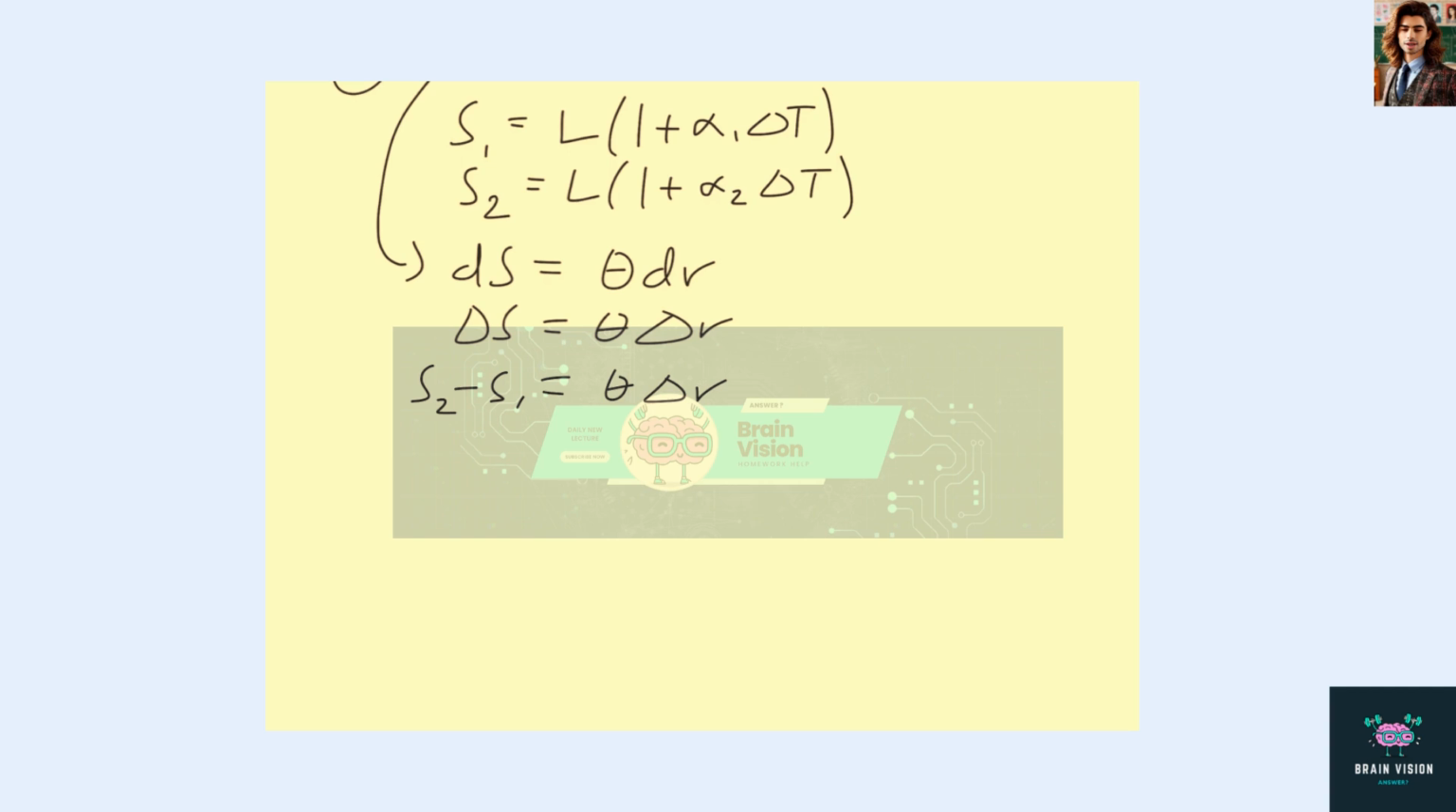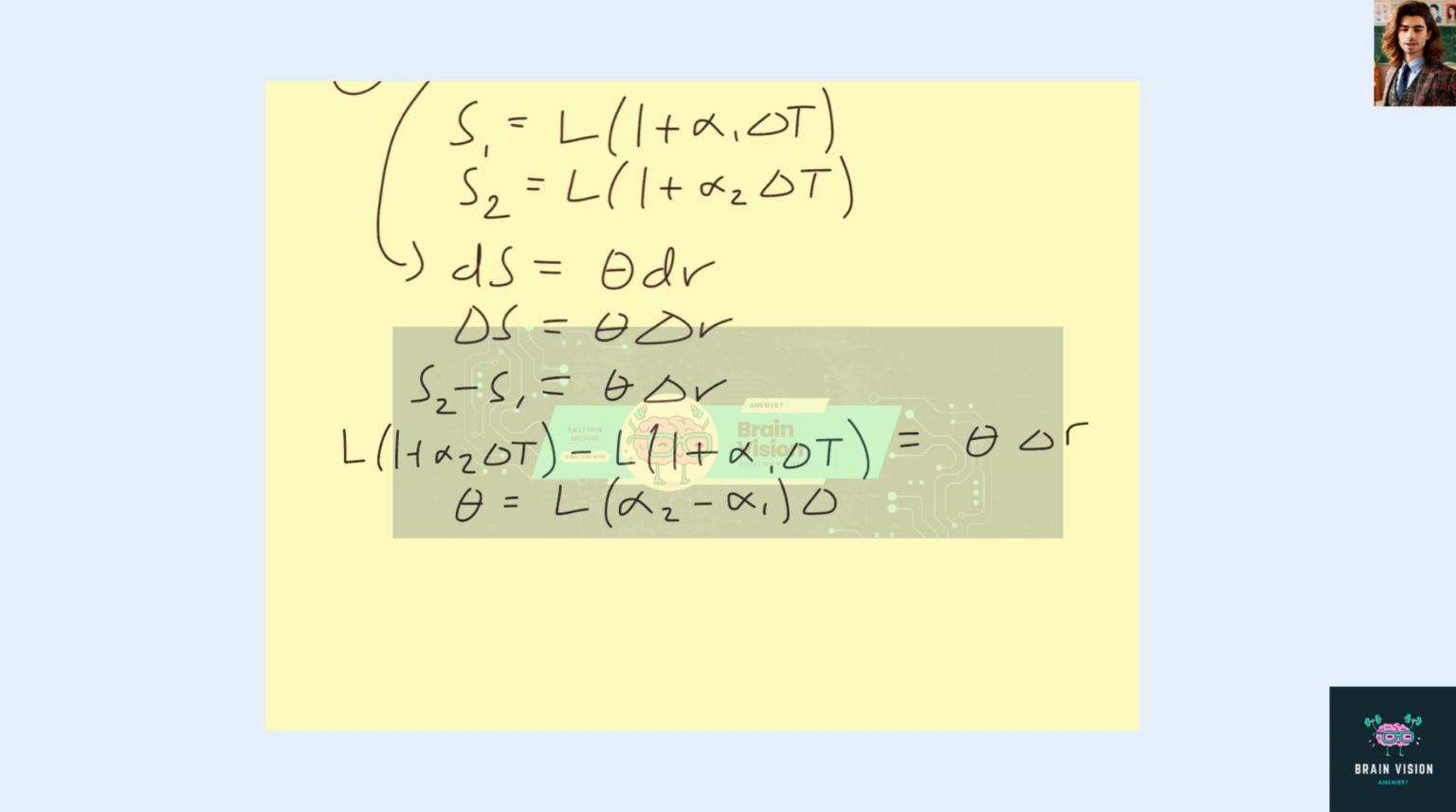So s2 is L times 1 plus alpha 2 delta t, minus L times 1 plus alpha 1 delta t. That's going to equal theta delta r. We can factor some stuff out and divide each side by delta r and arrive at our answer. Theta is equal to L times alpha 2 minus alpha 1 times delta t over delta r.